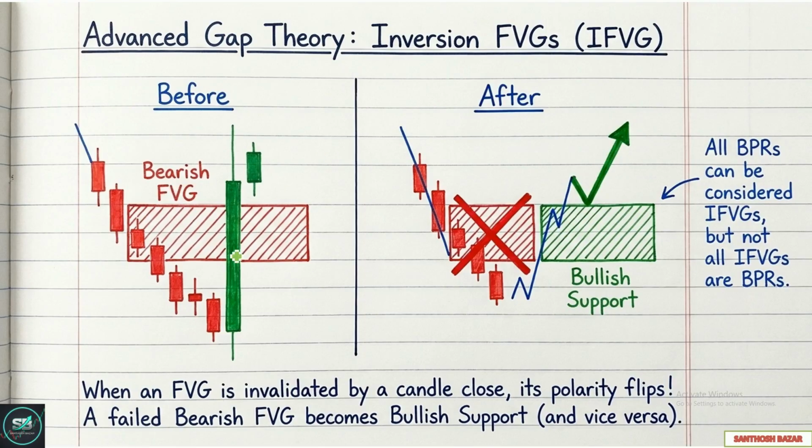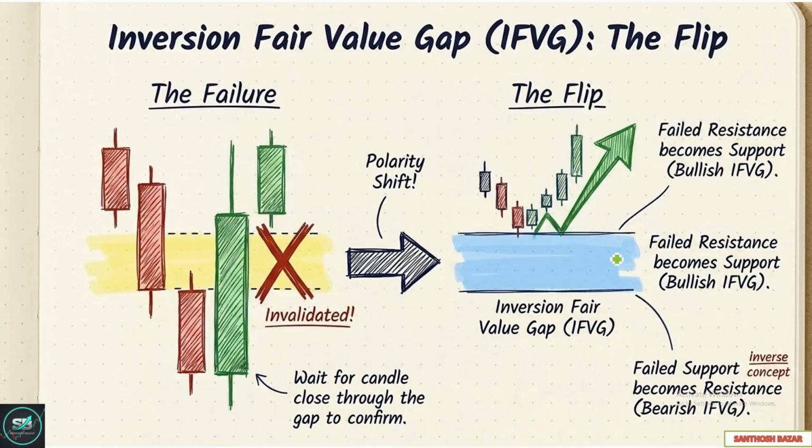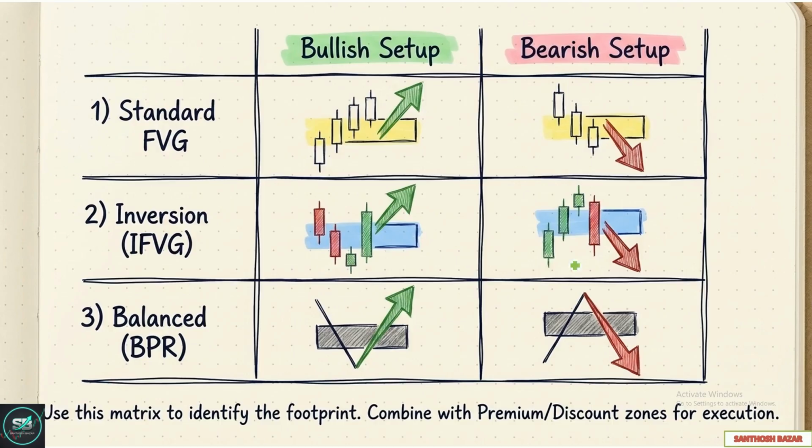So this is how it was a bearish FVG and a green candle closed. Now this will turn into a bullish FVG. Okay, so this is what inversion FVGs are all about. The failure of a bearish FVG will become a bullish FVG. The failure of a bullish FVG will turn into a bearish FVG. We have discussed all these concepts here: what is a bullish setup and what is a bearish setup. Standard FVG, inversion FVG, BPRs, all these concepts we have discussed today.